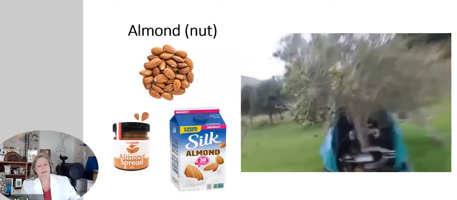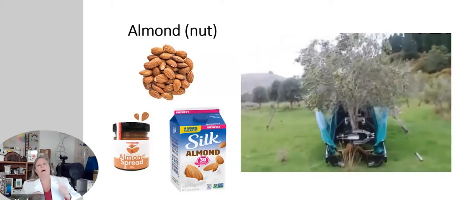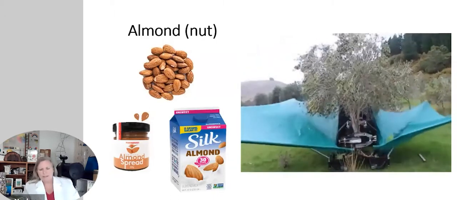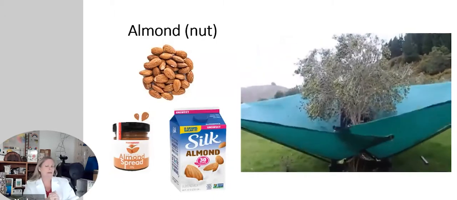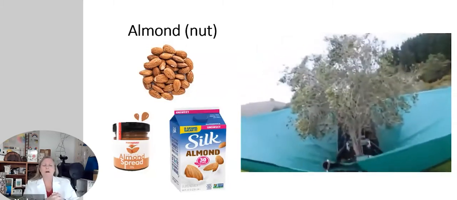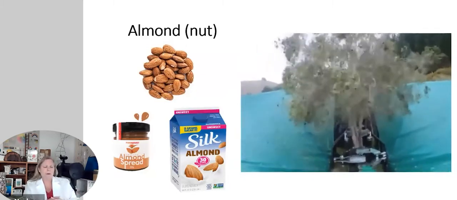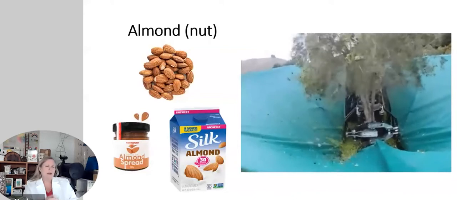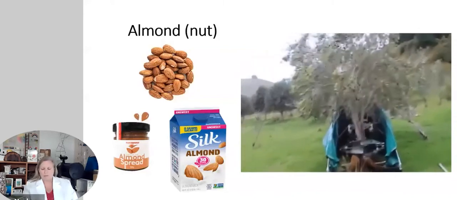That's a way better idea than having to get on the ground and pick up all those little teeny almonds, isn't it? So that's pretty clever. An engineer thought of that. But these are an almond nut. You see the shape of the almond. Also, we make it into a spread or almond milk. It's got lots of nutrients.